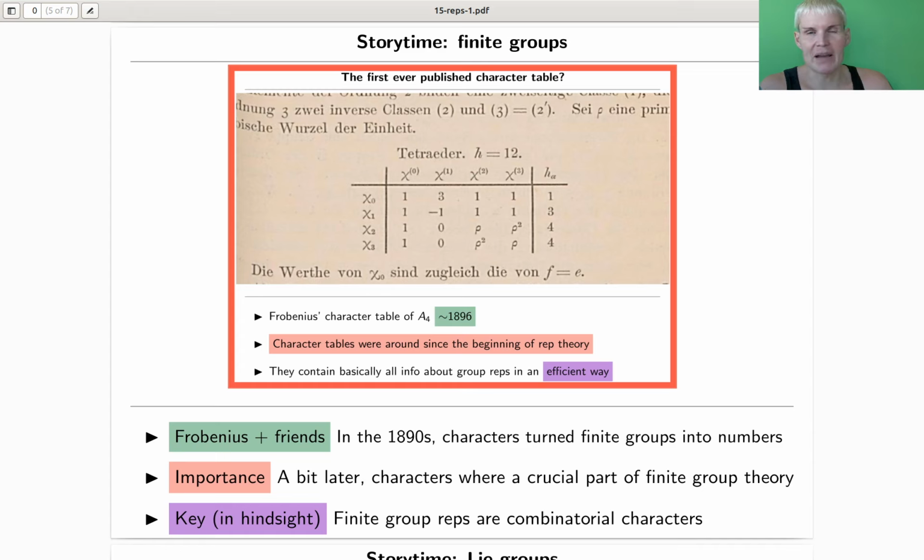And by Frobenius, I merely mean Frobenius and friends, because science is a group activity, and sometimes we just associate big names to whatever, right? We like heroes, so we associate a name to it, but in reality it was more like a big group.